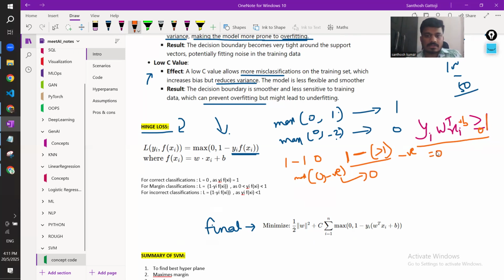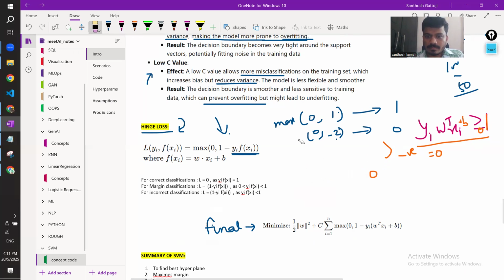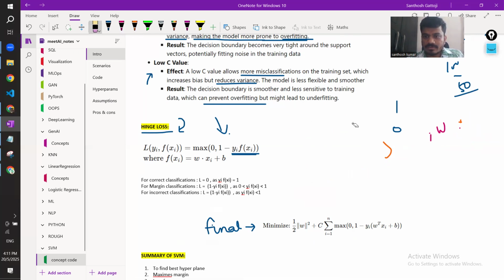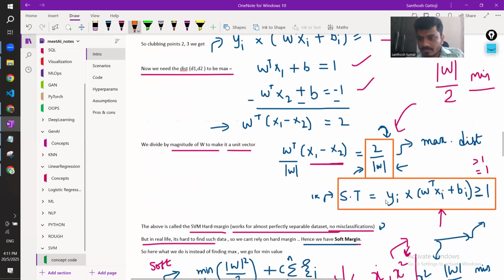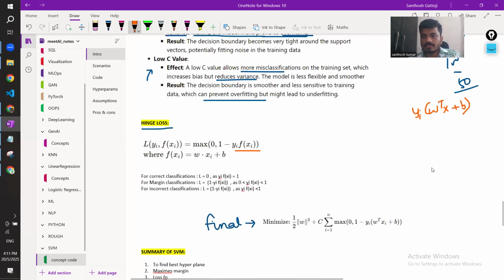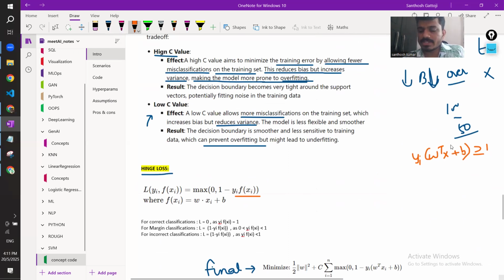See, I'll tell you just once again. Here we have w transpose x plus b, and this value is greater than or equal to 1. I'm saying this is for all the perfectly classified points and also support vectors. If it is a support vector, this will be equal to 1 because they are on the plane. For others, it will be greater than 1. That's why, combined, I'm writing greater than or equal to.